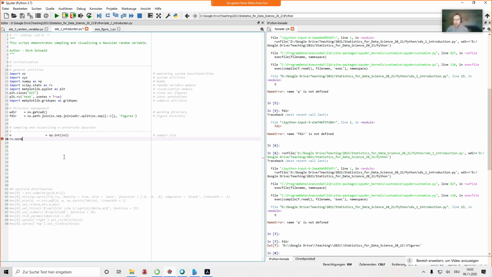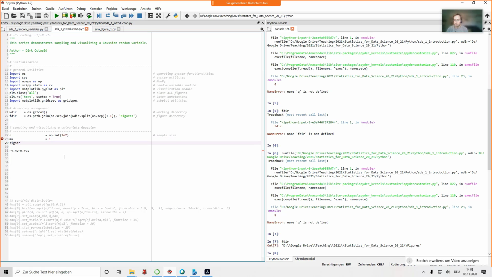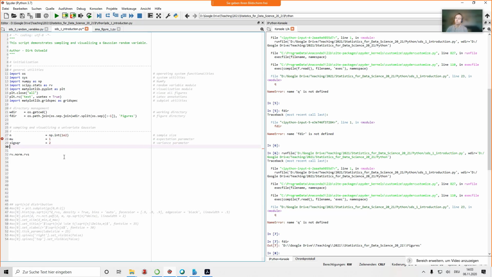So if you know what a normal distribution, or univariate Gaussian, is, you know that it has an expectation parameter, so let's use this, and it has a variance parameter, let's use this. So that's our expectation parameter, and that's our variance parameter. And well, maybe let's first visualize its PDF, for which we also use RVF norm now.